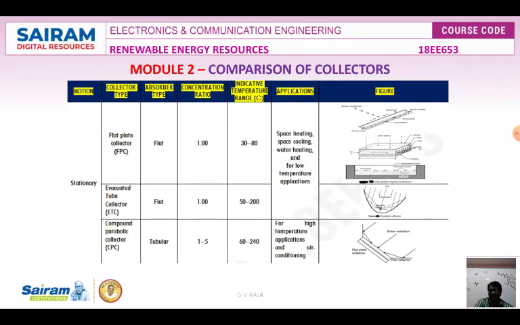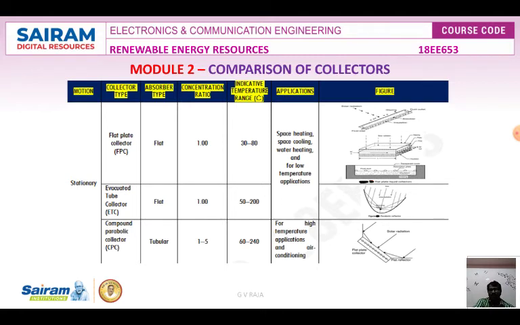According to the collector type, we can classify them as flat plate collector, evacuated tube collector, compound parabolic collector, linear Fresnel reflector, parabolic trough collector, cylindrical trough collector, parabolic dish reflector, and heliostat field collectors. So we can classify according to collector type also. According to the motion we can classify three types. The first one is the stationary type. In the stationary type there are three collector types: a flat plate collector, an evacuated tube collector, and a compound parabolic collector.